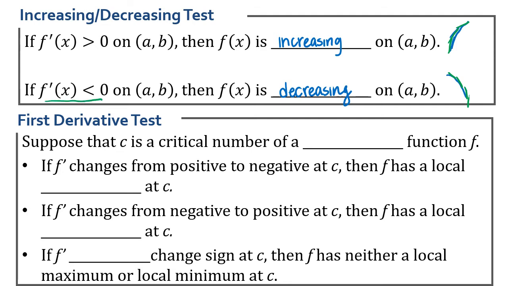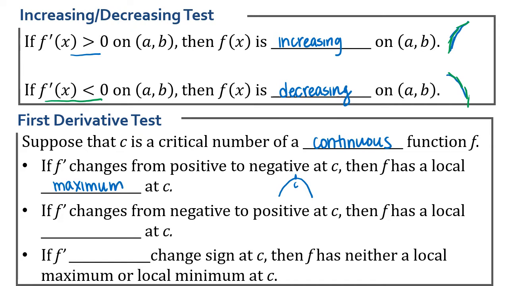So that's why we say that. This concept is going to come into play in the first derivative test. Suppose that c is a critical number of a continuous function. If f prime changes from positive to negative, let's look at what that would look like. It's positive, which means the function's increasing. Then you get to that critical number, and then it starts decreasing. Remember that a critical number is where the derivative is either undefined or 0. So you can see this has created a local maximum.